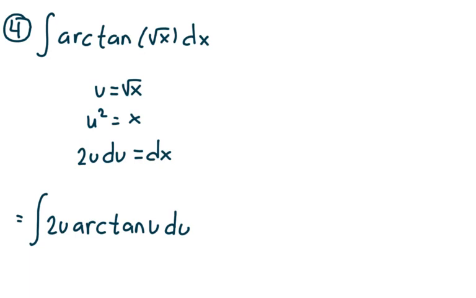So I'm going to let u equal the square root of x and then square both sides. So x equals u squared, dx is 2u du. So this is equal to the integral of 2u times arctangent of u du.